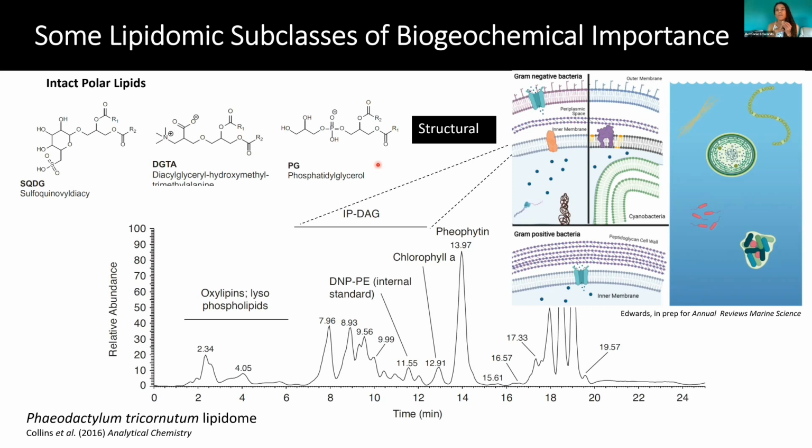So every cell on this planet has a membrane that's made up of a lipid of some type or another. And these membranes can be modified to deal with temperature stress, nutrient stress, pressure. They can also be chemotaxonomic and tell you something about broad taxonomic clades and their abundance in your sample.